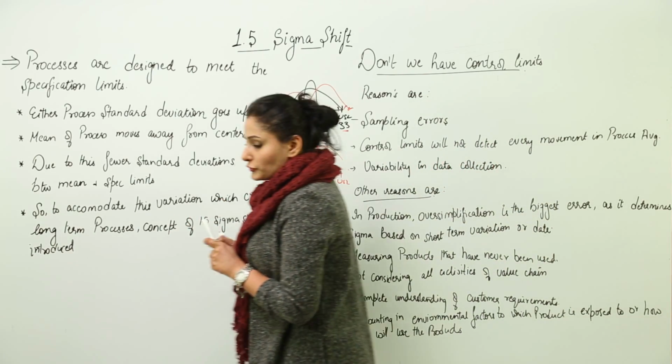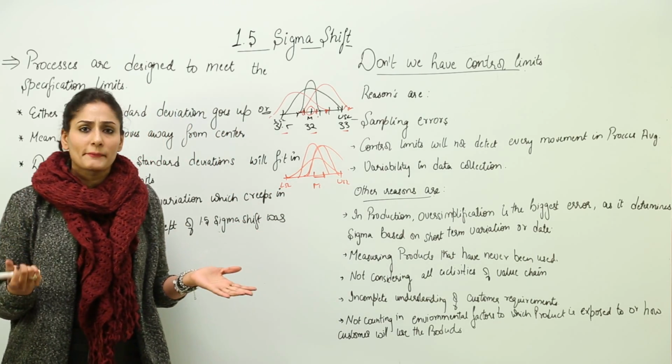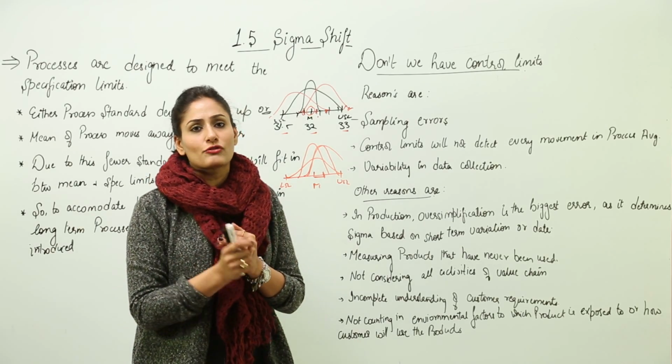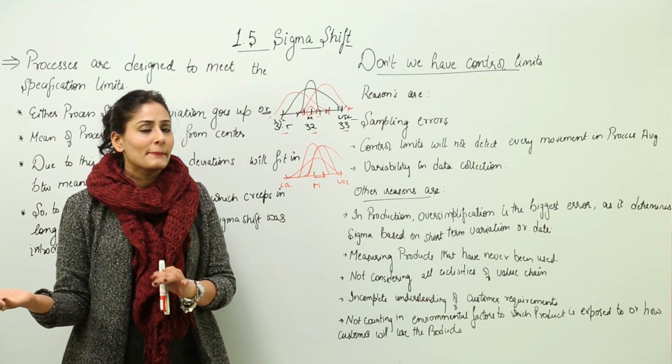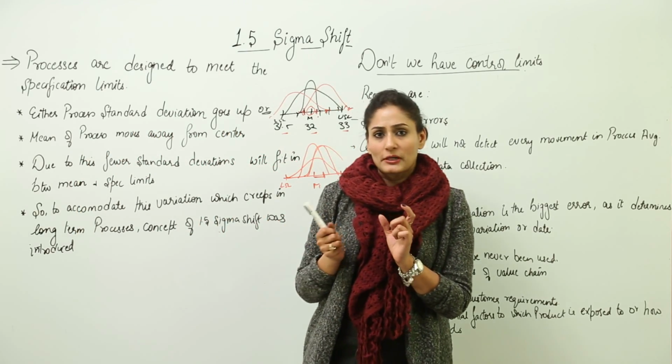So now most of you would be thinking that if we have control limits for this purpose, to control our processes, we have control charts so that we can figure out that our processes don't fall beyond these spec limits, then why do we need this number of 1.5 sigma?